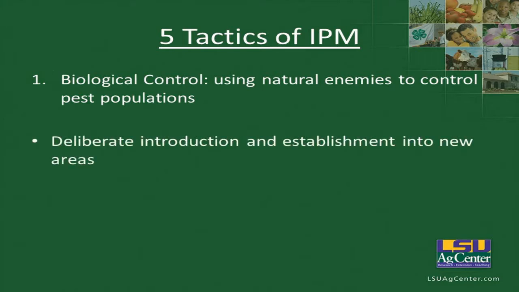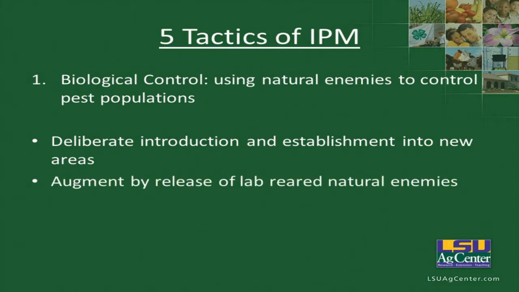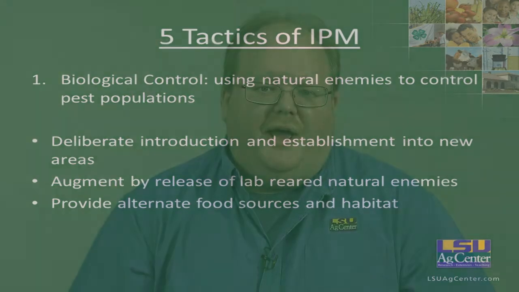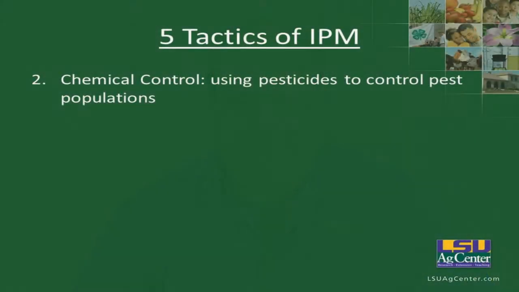We could deliberately introduce and establish new and natural enemies into an area. We can augment the release of those by rearing those in the lab and then releasing those natural enemies. And we can also help biological control by providing alternate food sources and habitat. So here's where you have banker strips or things that you see along the road can be used to benefit natural enemies, where you can provide different food sources, overwintering sites for them, because most of our agronomic fields are being turned over year to year and replanted.